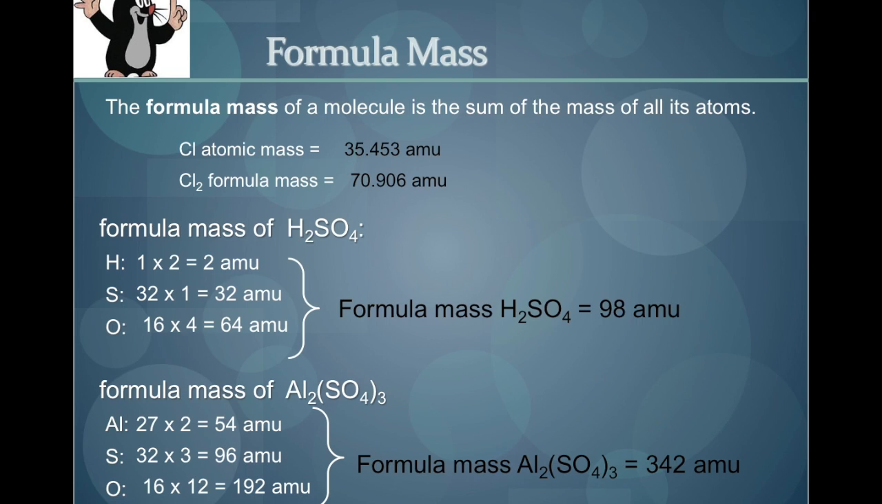Now compare that to H2SO4, it's heavier, it has more mass, and basically the reason for that is we've got more sulfate polyatomic ions. We got 3 as opposed to 1, so that's going to be 3 times as much. And aluminum is heavier than hydrogen, so that's why it has a higher atomic mass.